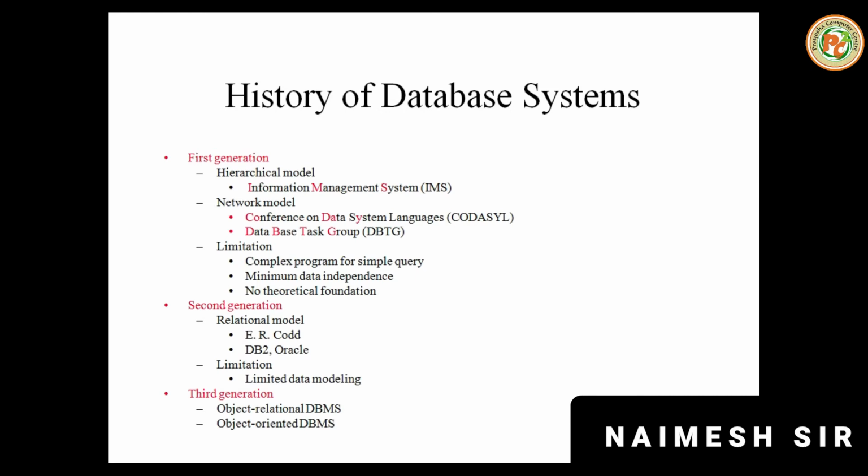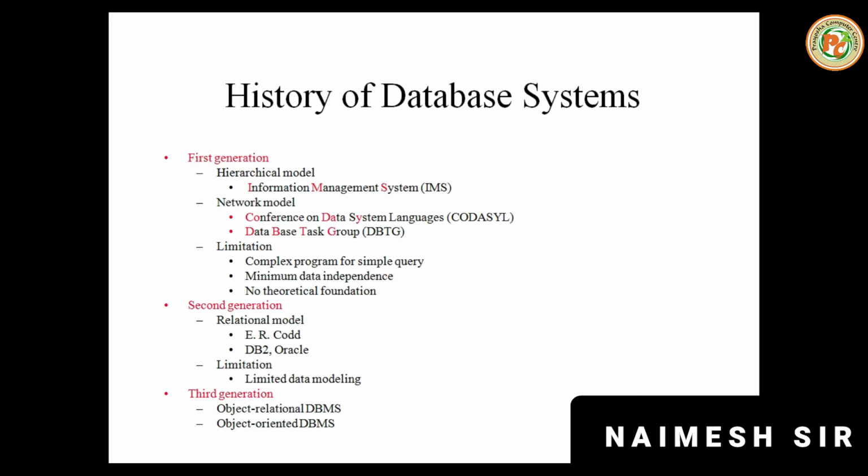Now let's see some history of database systems. There are 3 generations: first generation, second generation and the third generation. In the first generation, the hierarchical model was introduced, that is called IMS, the Information Management System. And after that, the network model was created. In that, CODASYL, the Conference on Data Systems Languages, that is called the CODASYL system. And then DBTG, that is the Database Task Group, was created.